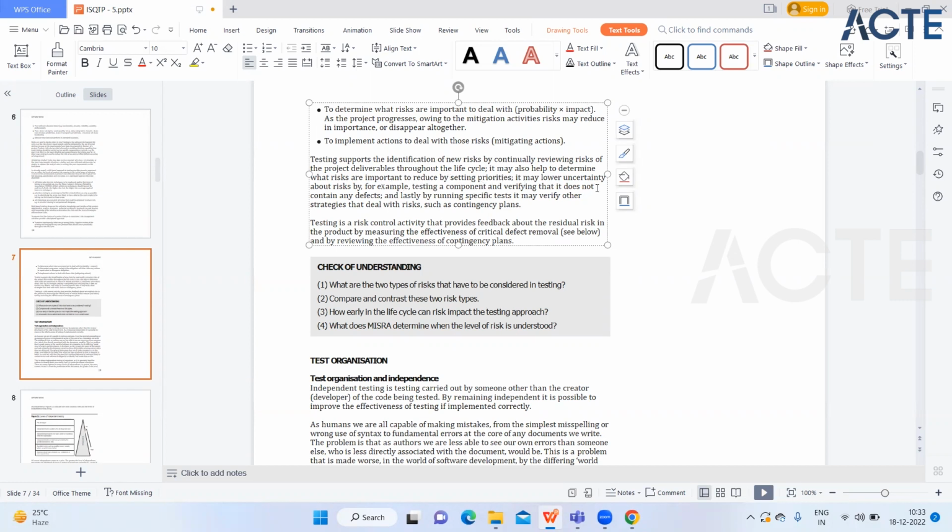It may lower uncertainty about risk by, for example, testing a component and verifying that it does not contain any defects. And lastly, by running specific tests, it may verify other strategies that deal with risks, such as contingency plans.